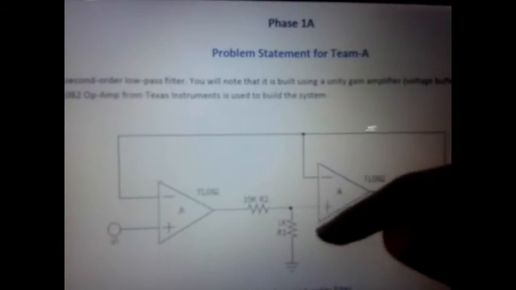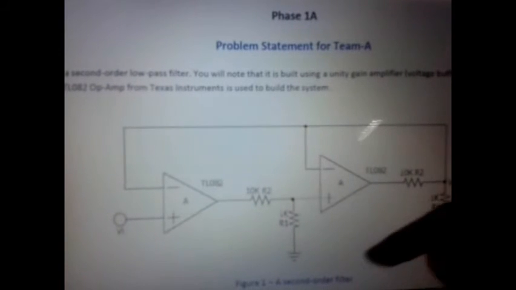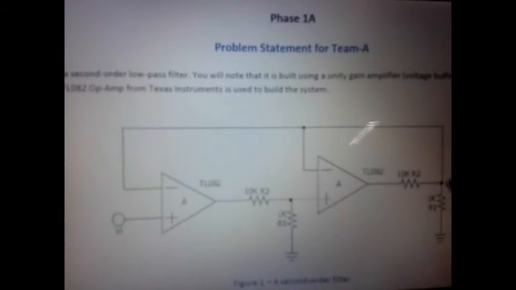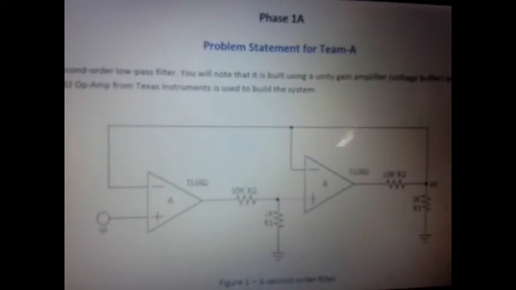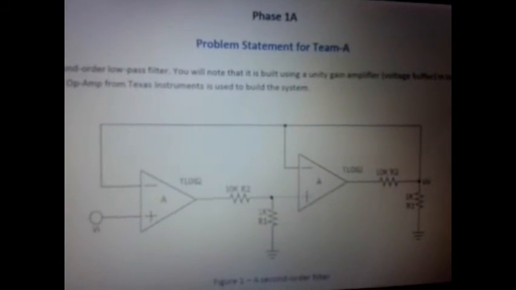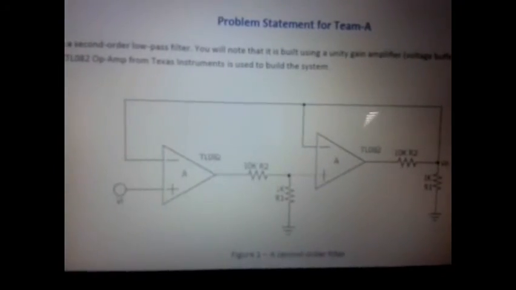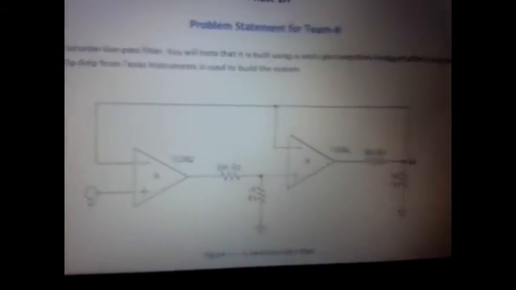One terminal is connected to the other terminal of the 10K and the other to the ground, and the same configuration is followed in the second op amp as well. The feedback is taken from the output and given back to the input. The circuit diagram is as shown in the figure, and we have realized the same circuit on the board as well.